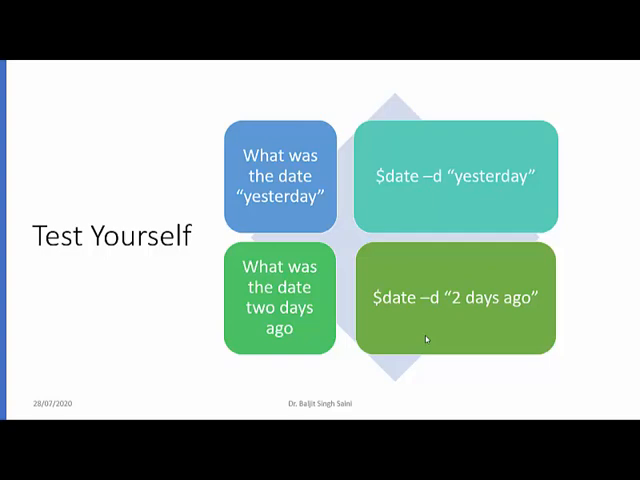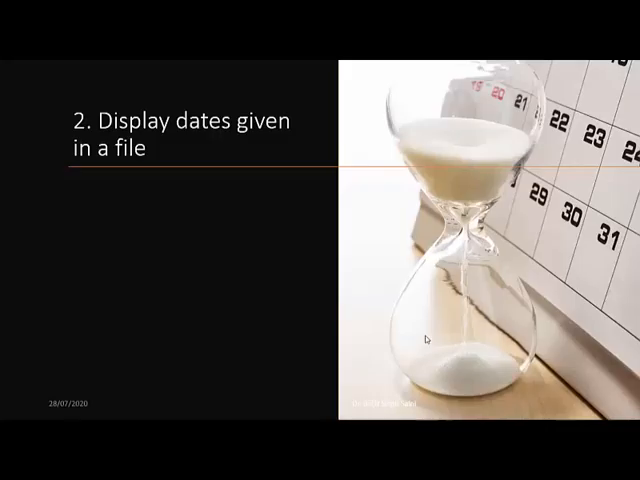Like for yesterday it was not necessary, but here since we are going to write 2 days ago, there is space. So double quotes are necessary in this case. Now sometimes you might want to print a list of dates. So what can we do? You can store those in a file and then use the -f option to print all the dates mentioned in the file. If there is a long list, rather than typing the dates again and again, we can store those dates in a file.